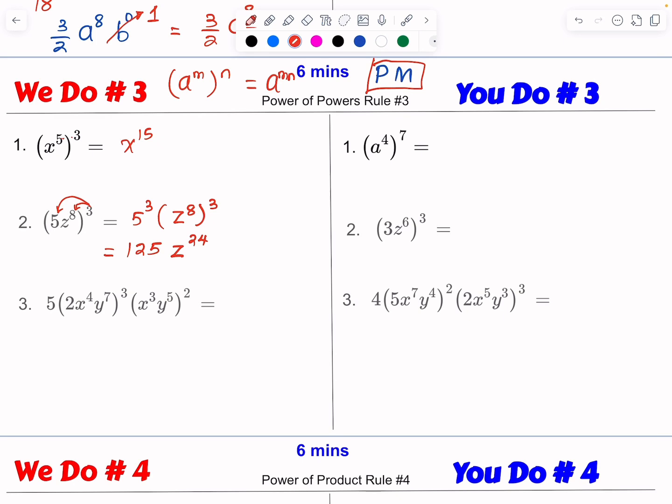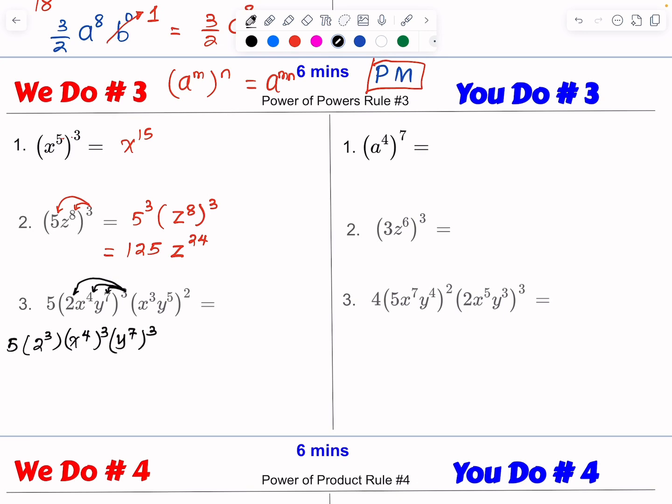For example 3, the first thing I want to do is simplify this so that it can be easier for me to solve. So first of all, you're going to give this power to 2, give this power to that, and then we're going to give this power to this one too. Let me write that first. So I have 5, then I have 2 to the power of 3, then I have x to the 4 to the power of 3, and then y to the 7 to the power of 3.